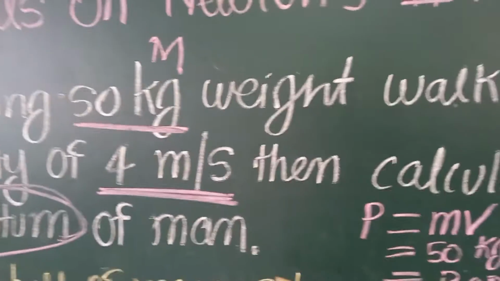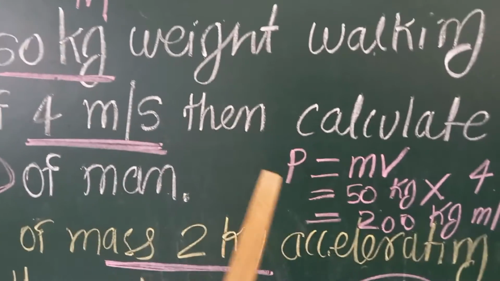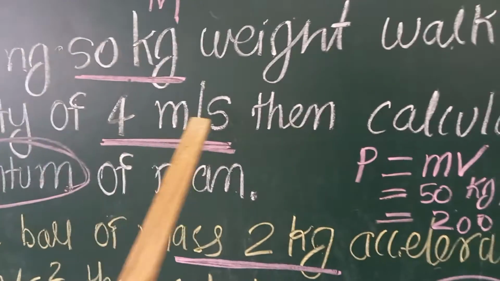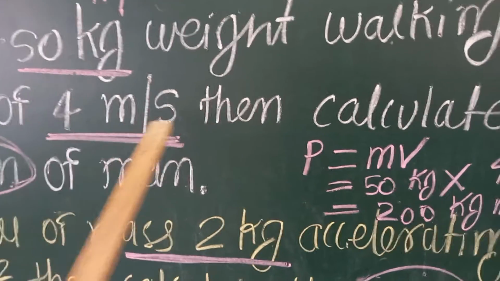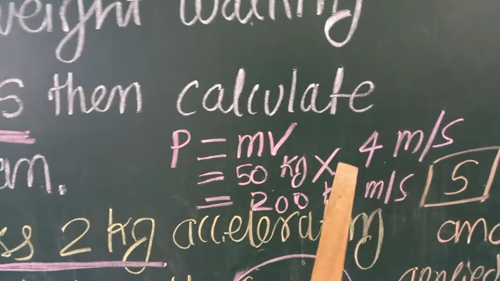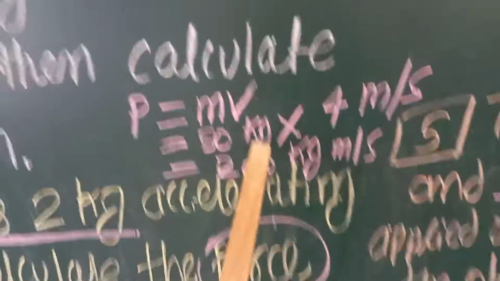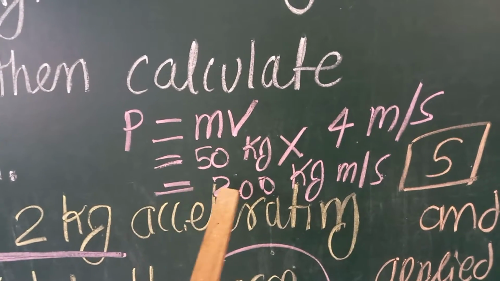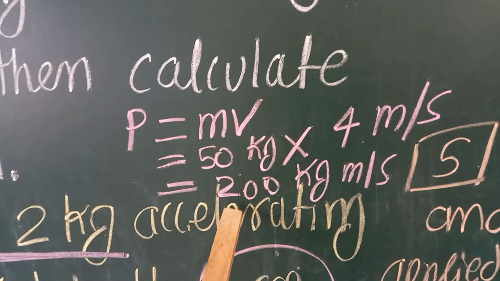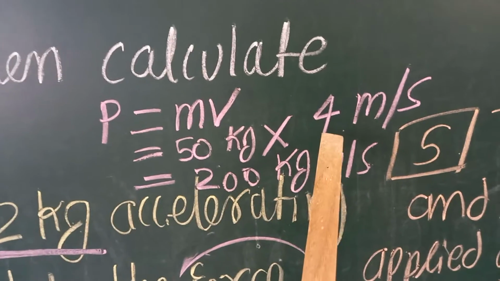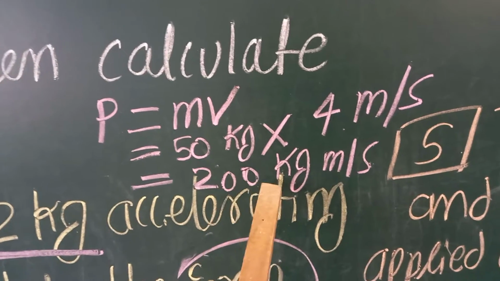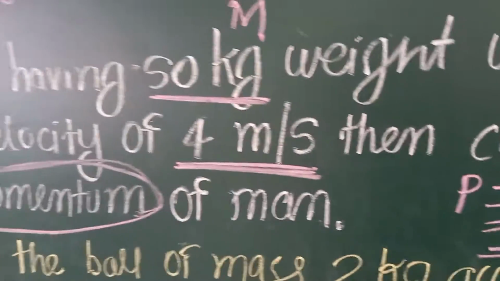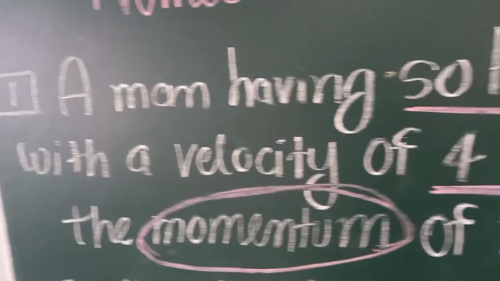See here, how much mass? 50 kg m, and velocity 4 meter per second. 50 kg multiplied by 4 meter per second. What result came? P, momentum came how much? 50 multiplied by 4, 200 kilogram meter per second. This is the answer. Momentum we have calculated.